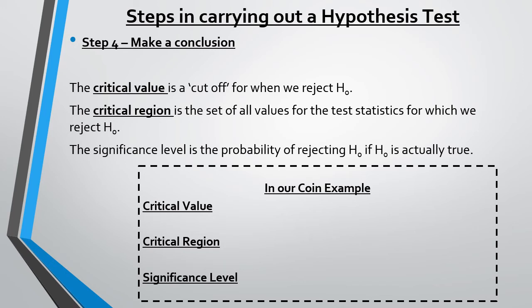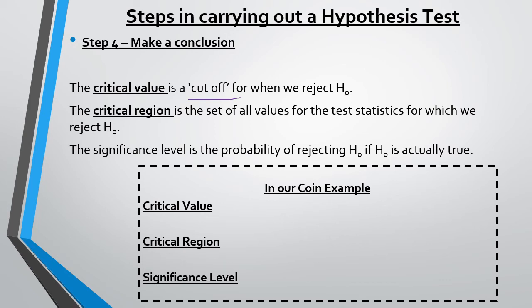Now when we were looking at those heads, imagine I was tossing it 30 times. If I had 16, we would say it's a fair coin. If it was 18, still a fair coin. At which point do we say, right, this is not a fair coin? And this is what the critical value is, a cutoff for when we reject the H0.